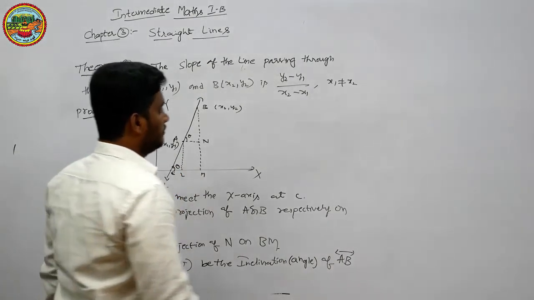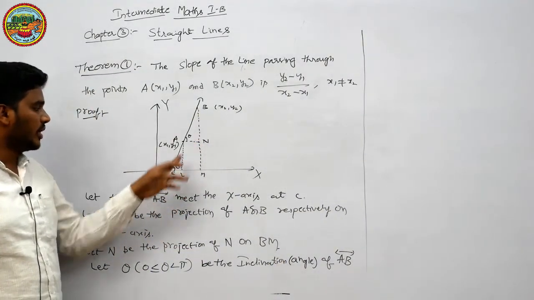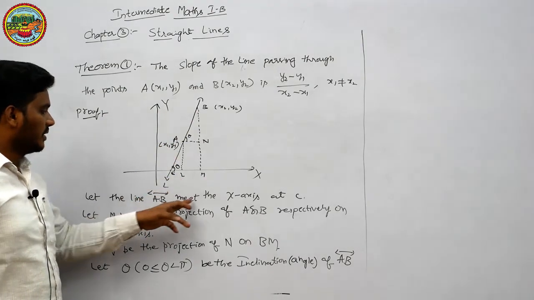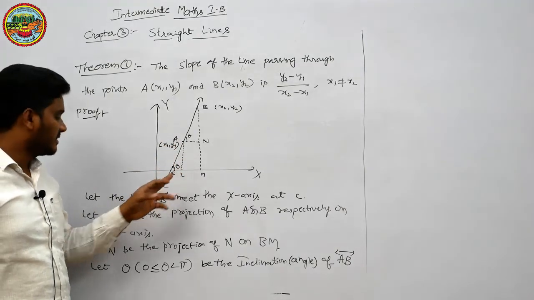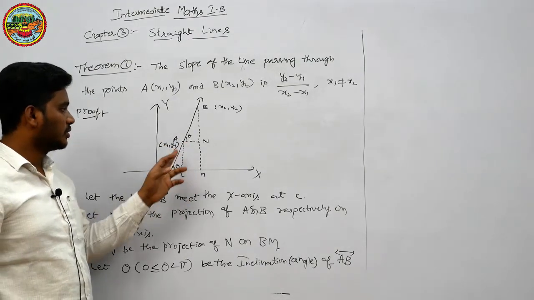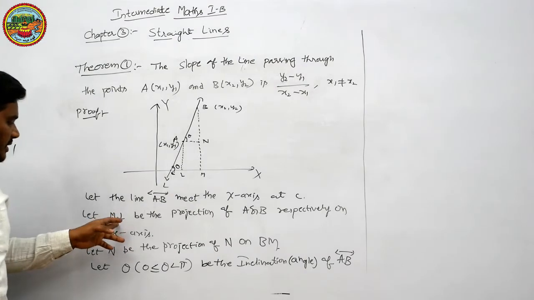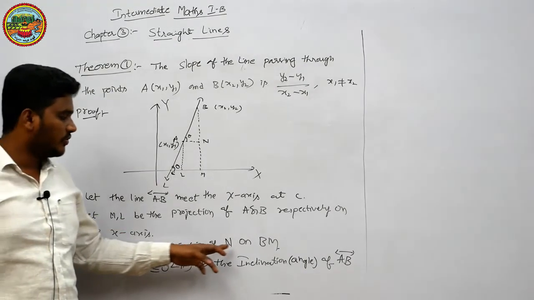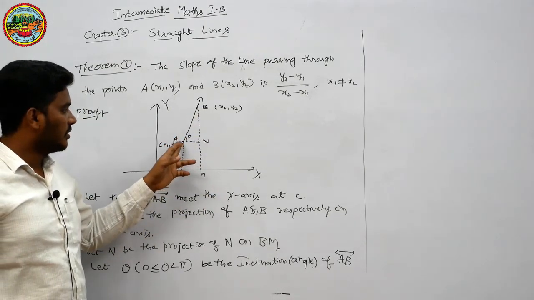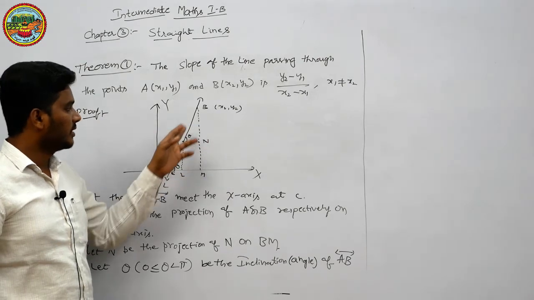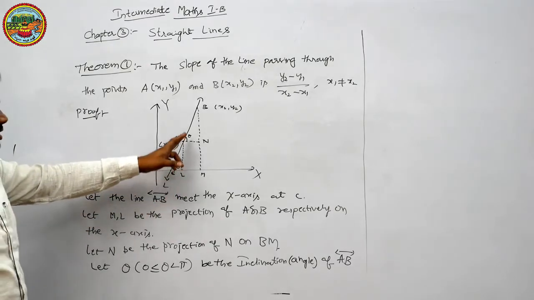From the diagram, the line passing through the 2 points, AB, meets the x-axis at point C. If we draw two projections from points A and B, let them be L and M, and let N be the projection of A on the line BM.